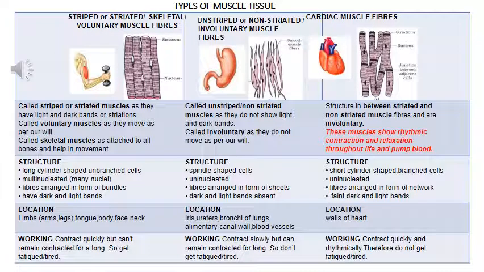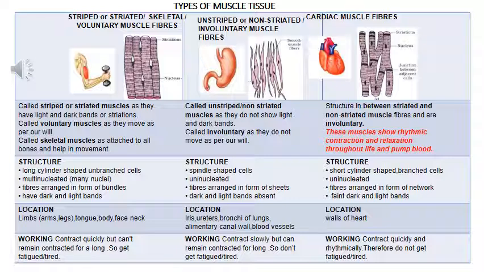Okay, moving on to the third slide, types of muscle tissue. The first one is striped or striated or skeletal or voluntary muscle fibers. They are also called striped or striated muscles, as they have light and dark bands. Now light and dark bands are of actin and myosin only. They have striations. They are called voluntary muscles as they move as per our will. They are also called skeletal muscles because they are attached to bones and help in movement.